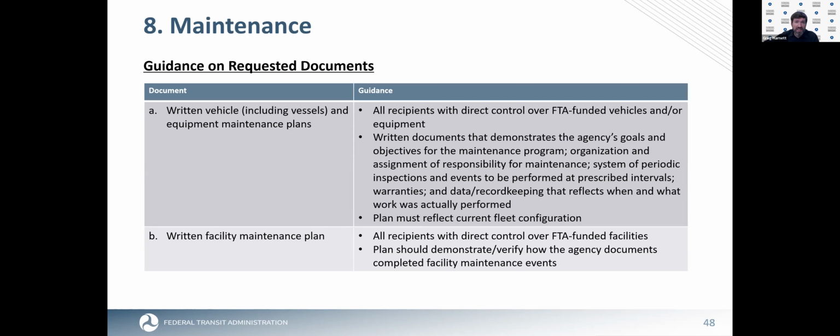Otherwise, you might think that you're doing 100% of your PM on time, but if that's according to a different interval than the one listed in your written plan, then your on-time percentage could be tanked. So that's why it's important to make sure the written vehicle plan reflects your current fleet and the current preventive maintenance intervals that your organization is using. We see this a lot when agencies add electric vehicles to their fleets and don't account for that in their actual vehicle maintenance plans. Very good point.